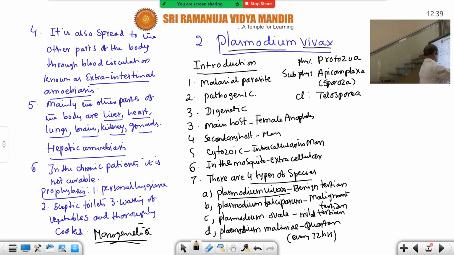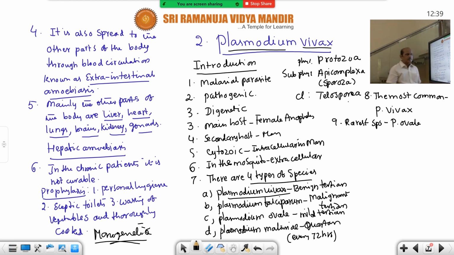The most common species is Plasmodium vivax. And the rarest species, rarely found, is Plasmodium ovale. These two are also very important.